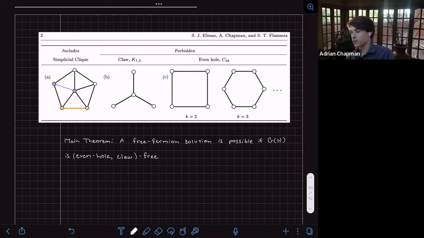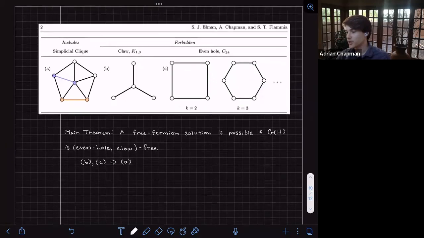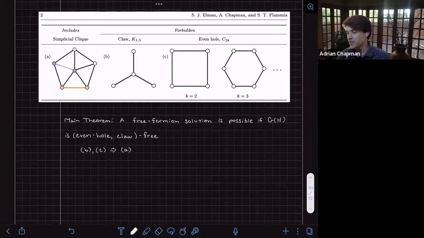So they ended up writing a very nice paper proving that, in fact, a more general class of graphs, which includes even-hole-free claw-free graphs, includes a simplicial clique. So it actually turns out that B and C, the assumptions that claws and even holes are forbidden, actually implies A. A simplicial clique is always included in an even-hole-free claw-free graph. That's rather nice. The machinery of this is very related to what I just spoke about.